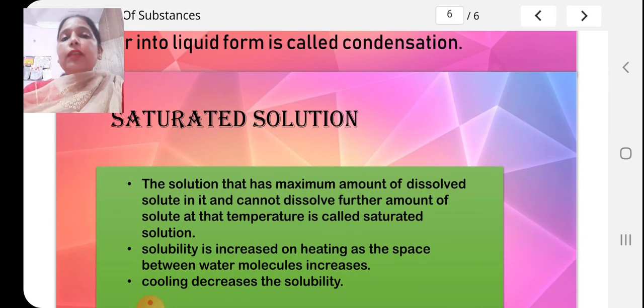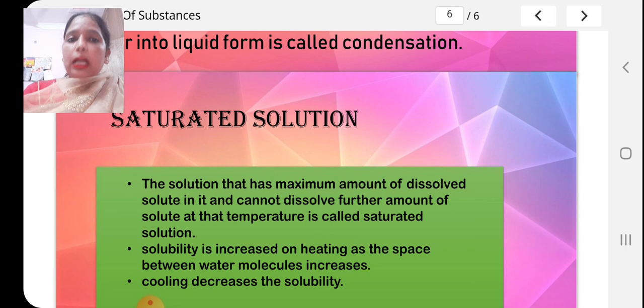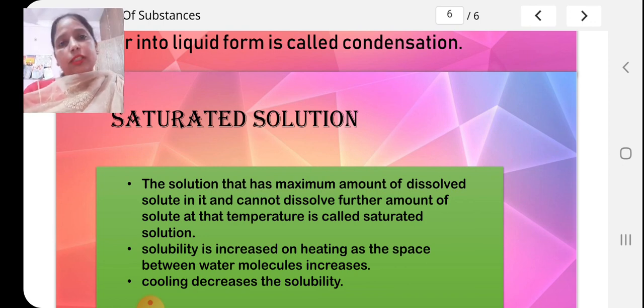Now, what is a saturated solution? A solution is a mixture of solute and solvent. The solution that has the maximum amount of solute in it, so that it cannot dissolve any more solute at that temperature, is called a saturated solution.